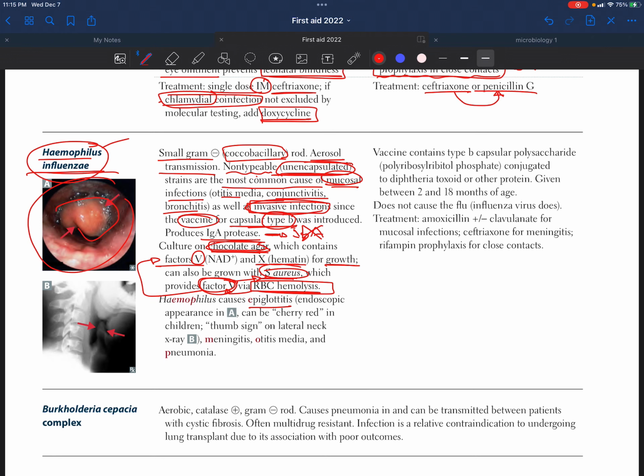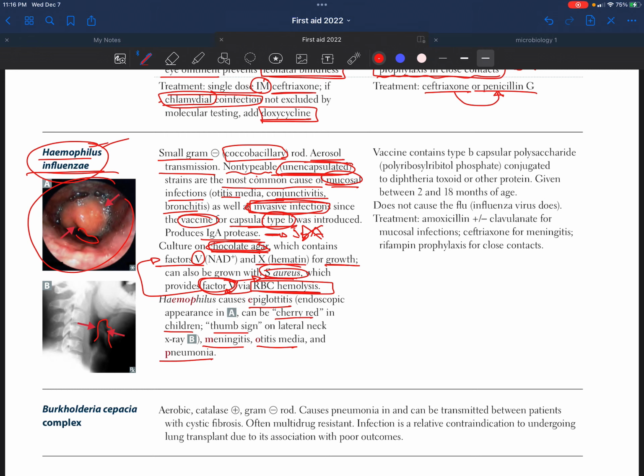So it's huge, and then the inlet is too small. It can be cherry red in children, and there is a thumb sign on lateral neck X-ray. So it just looks like a thumb over here. The patient also could have meningitis, otitis media, and pneumonia.